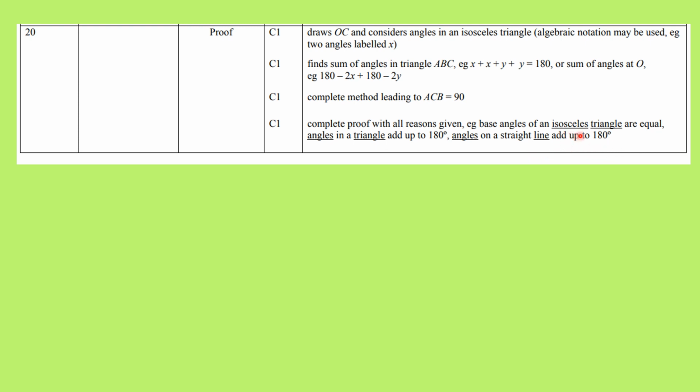And can I just point out that the reasons, isosceles triangle, angles in a triangle, angles on a line, those ones are highlighted purely because they have to be seen. If you don't say angles in a triangle add up to 180, you won't get the mark for that. So if you said triangles add up to 180, you're not going to get the marks. Okay, it's just something to bear in mind.